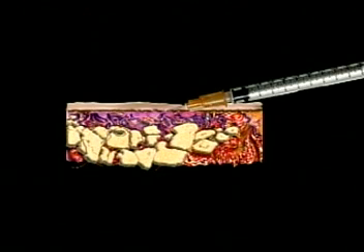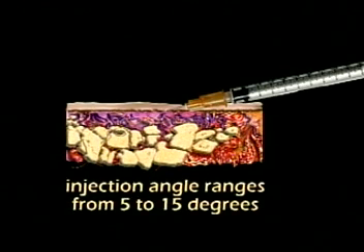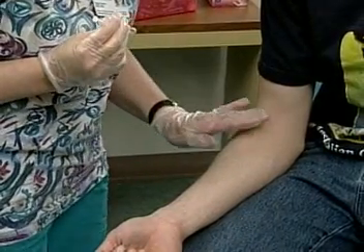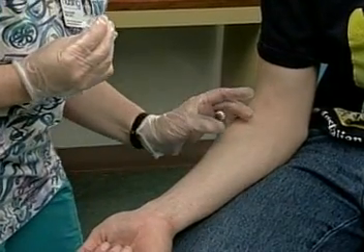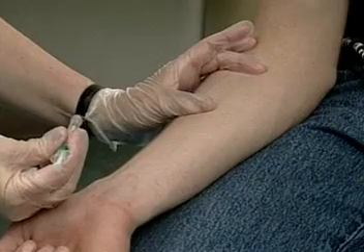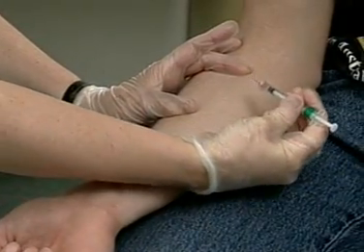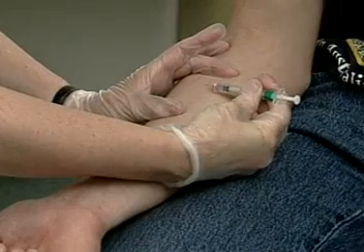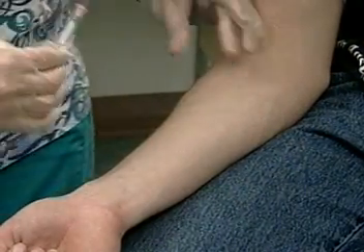Injection angle is an important consideration when giving an intradermal injection. Injection angle ranges from 5 to 15 degrees. To facilitate needle insertion and to ensure injection into the dermis, the skin is stretched at the injection site until it is taut. 2 common injection techniques used when giving intradermal injections include the side approach and the front approach.